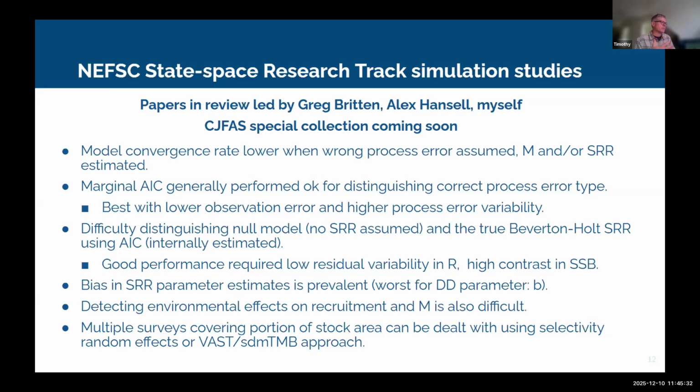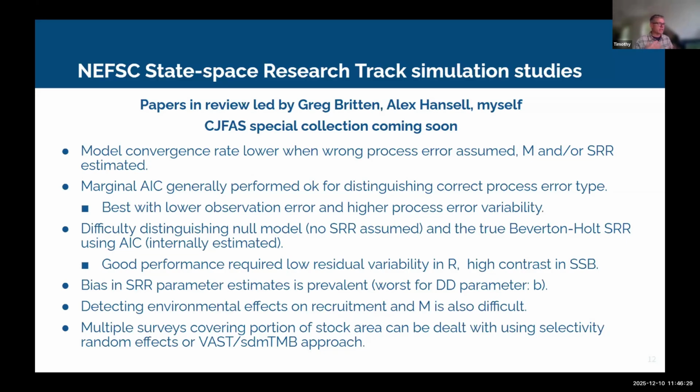But from these other papers that are not fully out yet, we've done a lot of simulations looking at different things affecting the reliability of the inferences you're making using state-space models. Generally, as you might expect, convergence is not going to work out too well when you have the wrong process error assumed in your model. So if you have M random effects, but you're trying to fit a selectivity random effects model, you're going to get problems. Also, and this goes back to traditional assessment models too, estimating stock recruit relationships is going to be challenging. But we did see that marginal AIC works pretty well for distinguishing the correct process error type.